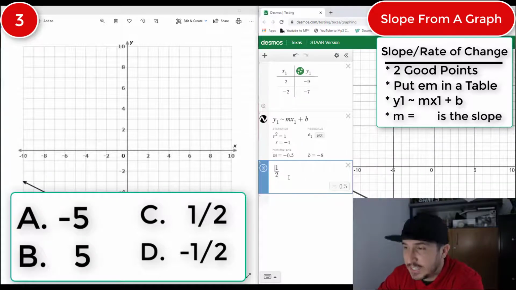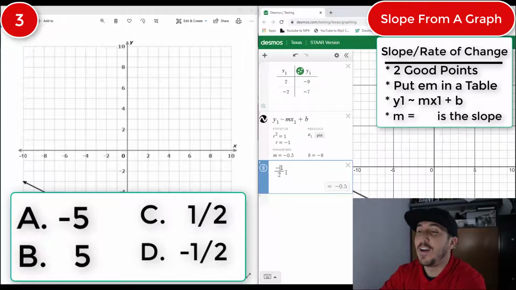And then choice D says -1/2. Oh, I like it. There's my -0.5. I like it. -1/2 is my answer for this one.